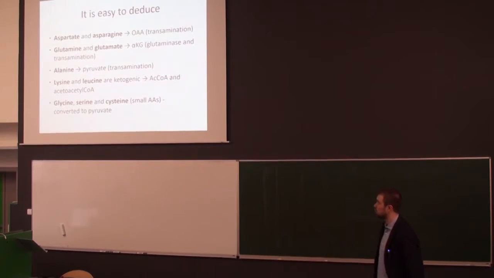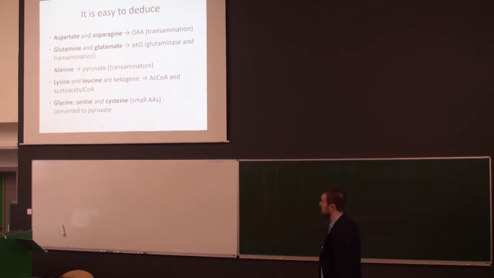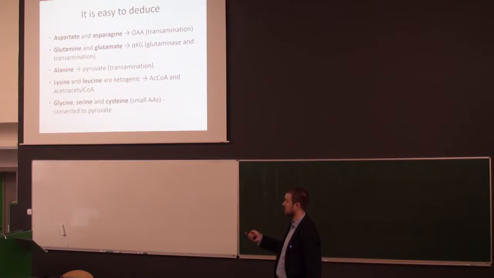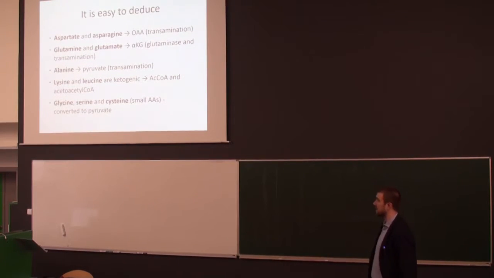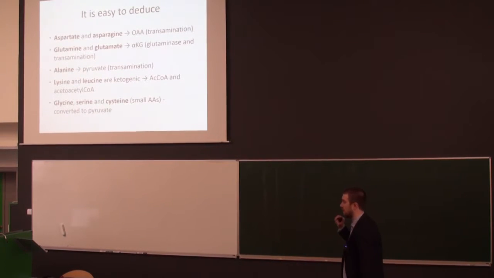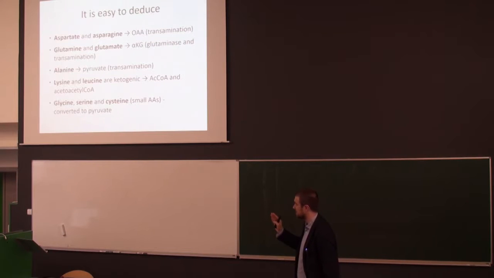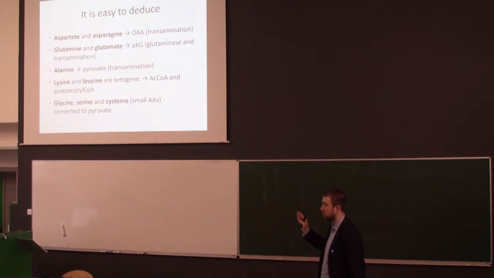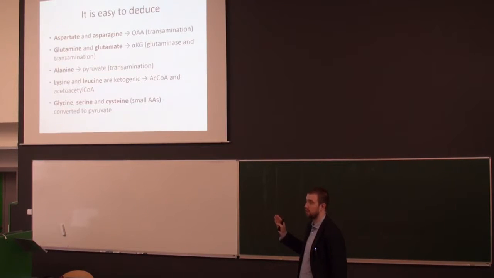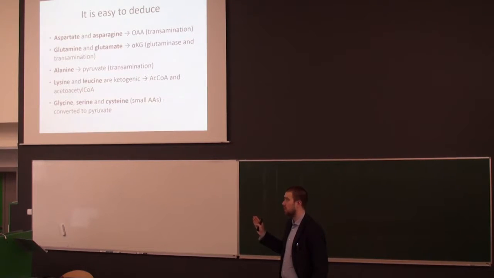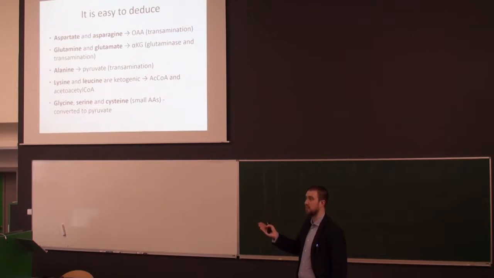We want you to know that lysine and leucine are ketogenic, and that means that they give you acetyl-CoA and acetoacetyl-CoA. And the second new thing is that those, what we can call small amino acids, that means glycine, serine, and cysteine, are all glucogenic, and they are converted to pyruvate. We will also use this for their synthesis.